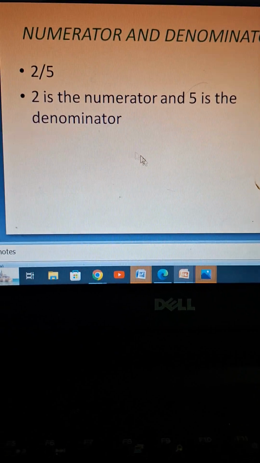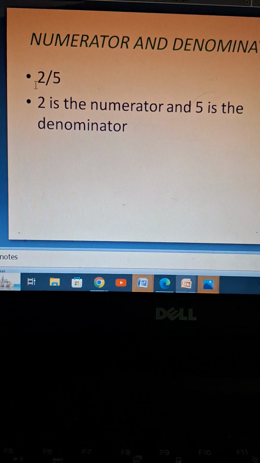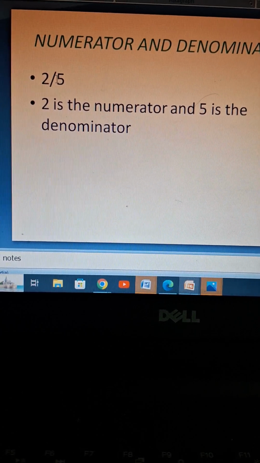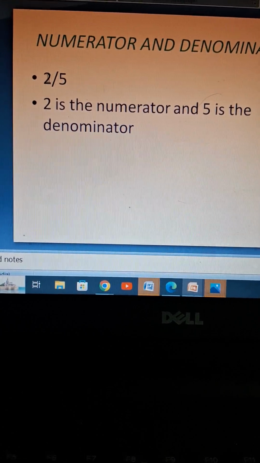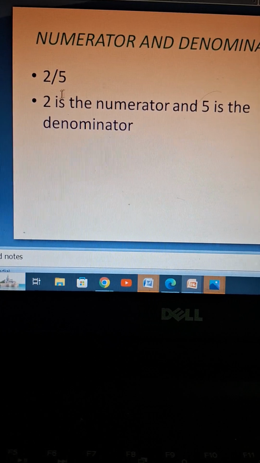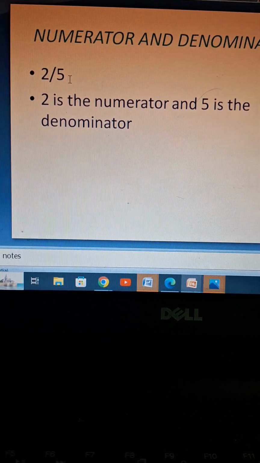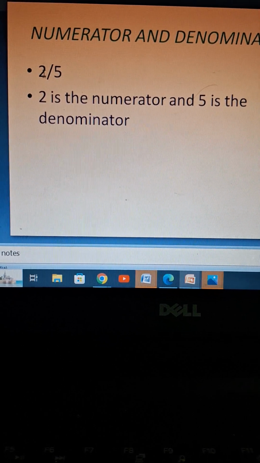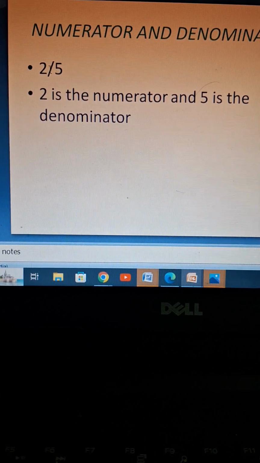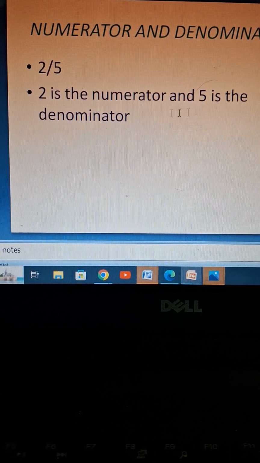Now this slide will make it clear. A fraction is written as p by q. A proper fraction has a greater denominator and a lower numerator. Here, 2 is the numerator and 5 is the denominator.